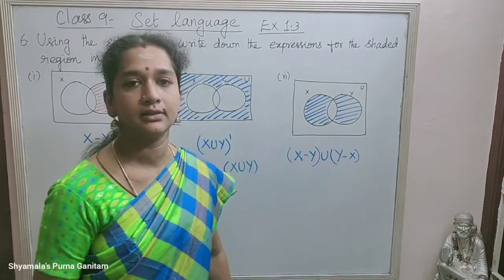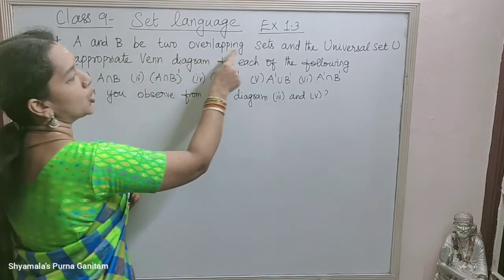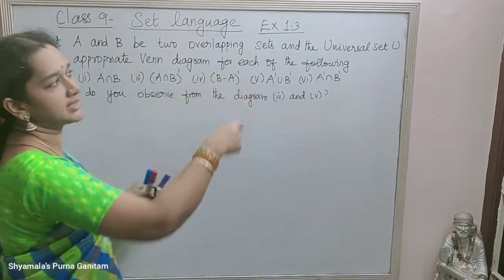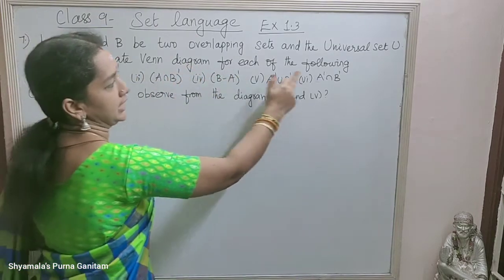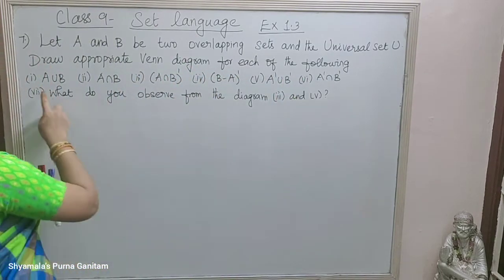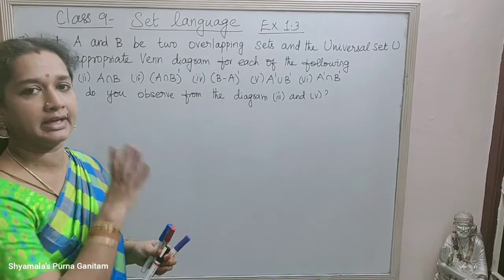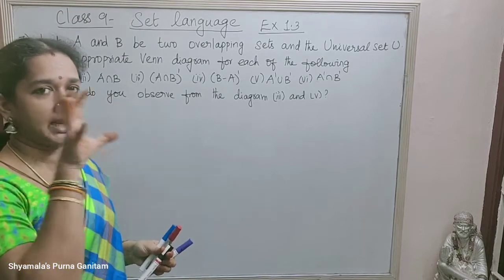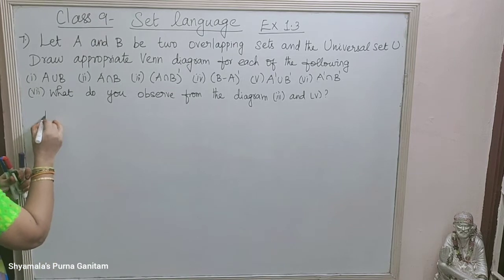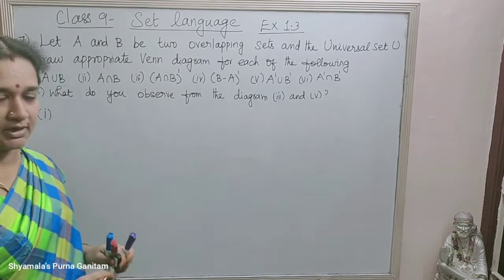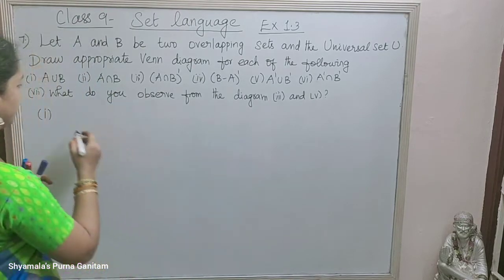This is the set. Next sum: let A and B be two overlapping sets and U the universal set. Draw an appropriate Venn diagram for each of the following. Seven sums are given. We are asked to draw the Venn diagram for the given expressions with sets A and B and the universal set. First one is A union B.